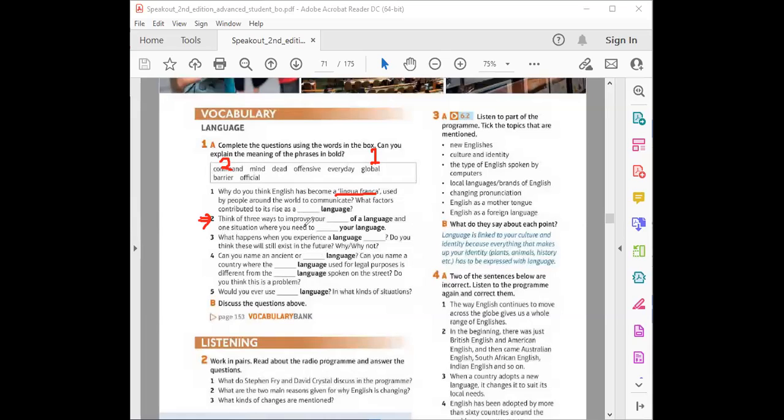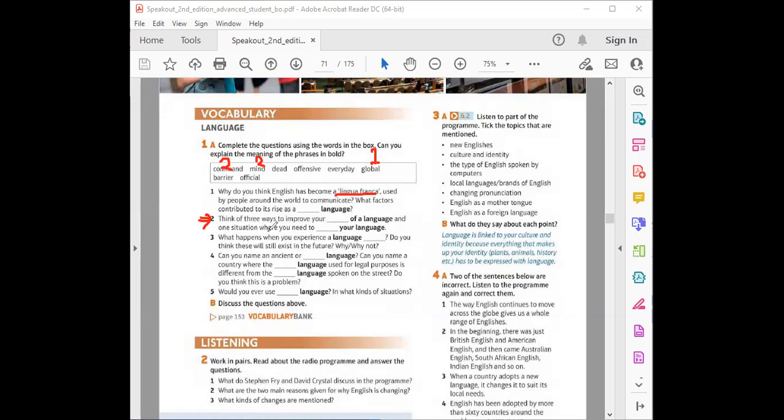Okay, the next one. So think of 3 ways to improve your command of language, and 1 situation where you need to, what? Official your language? No, sorry, to mind your language. And what's the meaning of to mind your language? Okay, when you mind your language, you pay attention to what you say, okay? I think we have something similar in Arabic. You pay attention to what you say in order not to say something wrong, or because you don't want to sound rude. You know what I mean? Okay. Tartil, you can do number 3.